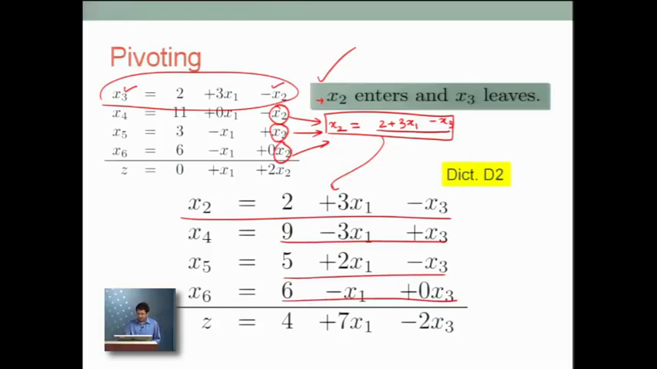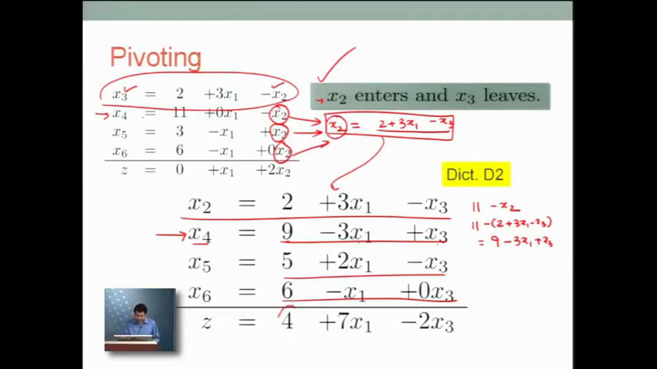So for instance, you have 11 minus x2, and that becomes 11 minus (2 plus 3x1 minus x3). That becomes 9 minus 3x1 plus x3, and that's this row. x4 used to be 11 minus x2, and now x4 becomes 9 minus 3x1 plus x3. In every row you perform this substitution for x2. Wherever you see x2, you perform the substitution, simplify, and you get your new dictionary, and we are going to call this dictionary D2.